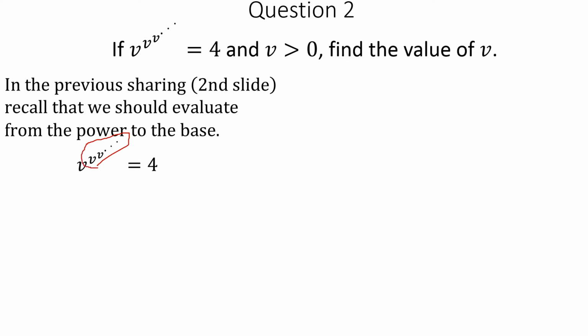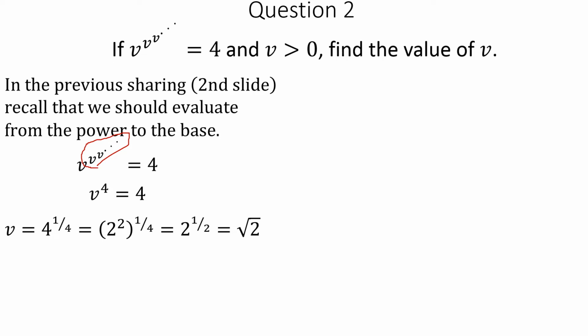The power is actually 4. So, v to the power of 4 will give you 4. Taking the fourth root on both sides, v will give you 4 to the power 1/4. 4 is 2 squared. So the answer is 2 to the power half, which is square root of 2.